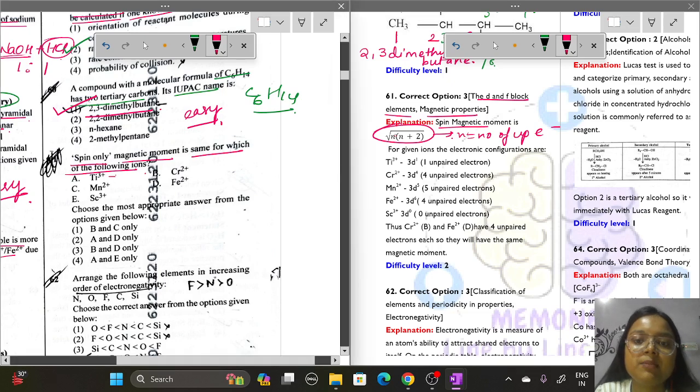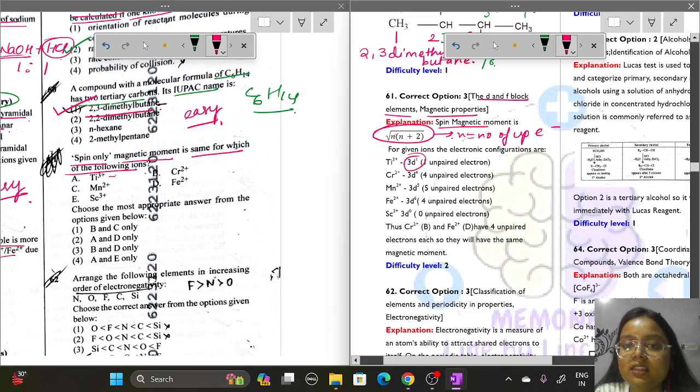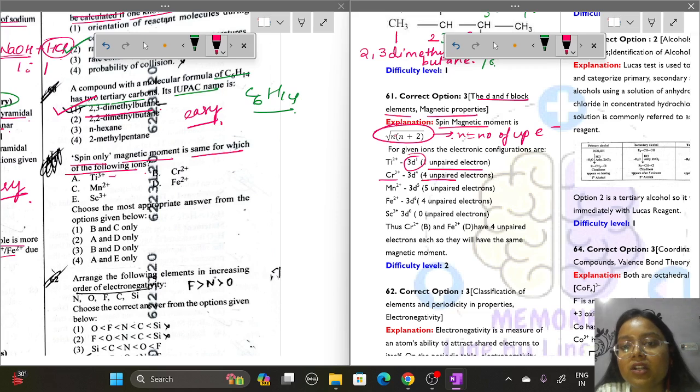For Ti, the electronic configuration is 3d1, so it has 1 unpaired electron. For Cr+2, 4 unpaired electrons are there. For Mn+2, 5 unpaired electrons are there. For Fe+2, 4 unpaired electrons are there. For Sc+3, 0 unpaired electrons are there.